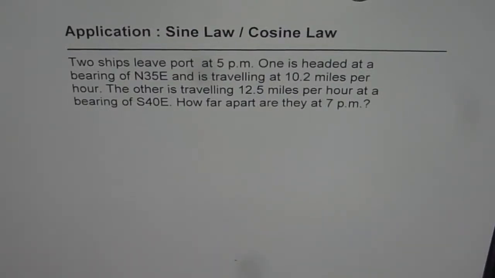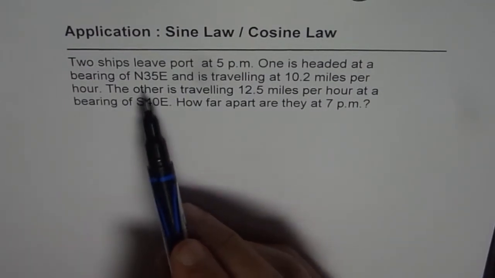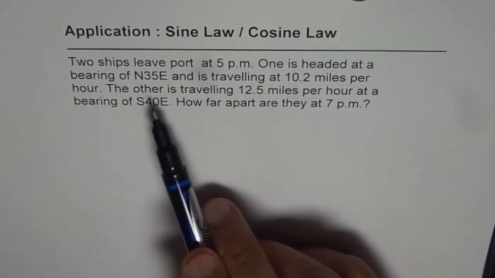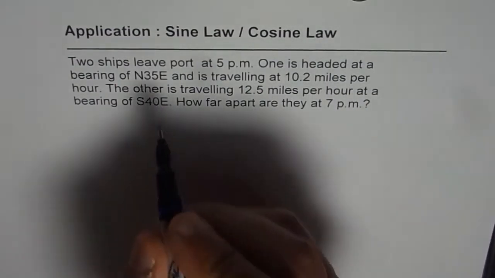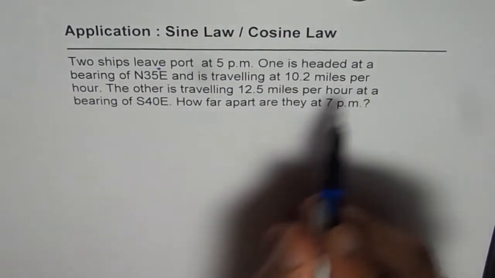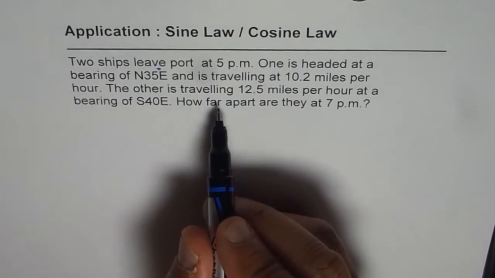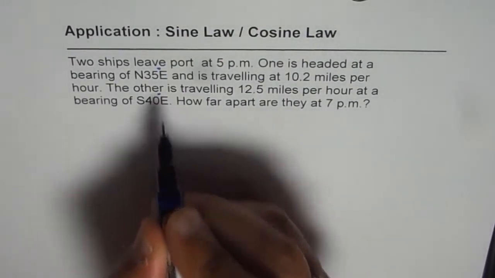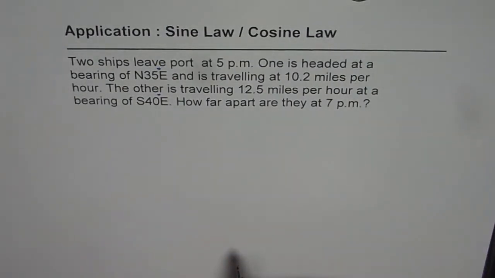Here is an example to find the distance between the two ships. In this case, we may apply sine law or cosine law. The question is: two ships leave port at 5 p.m. One is headed at a bearing of north 35 degrees east and is traveling 10.2 miles per hour. The other is traveling 12.5 miles per hour at a bearing of south 40 degrees east. How far apart are they at 7 p.m.?